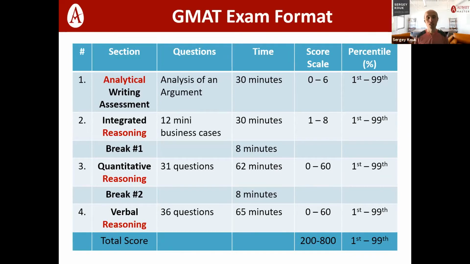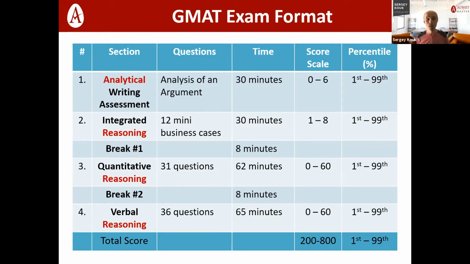Now, the quant and the verbal sections are the sections that actually contribute towards the total score, the 200 to 800. So let's just consider them more important for the purpose of our discussion because they contribute to the total score. The other two sections are still important.